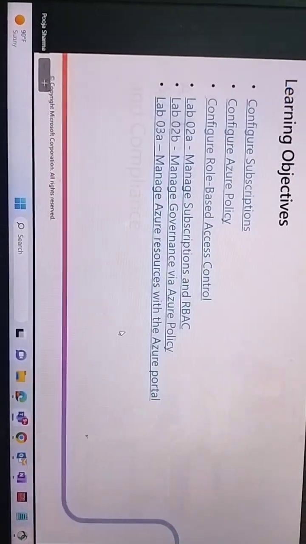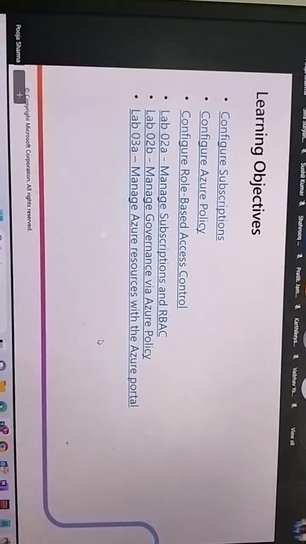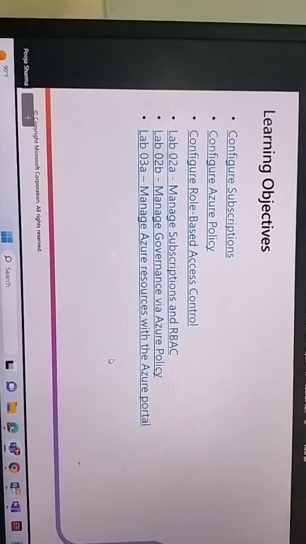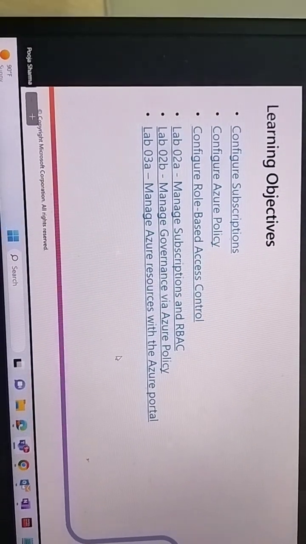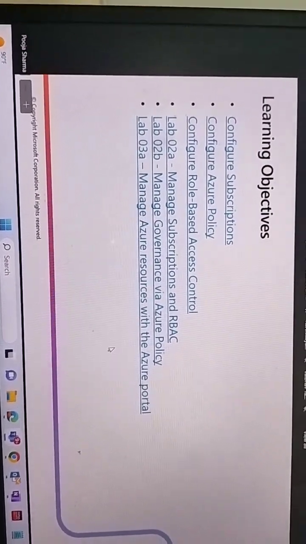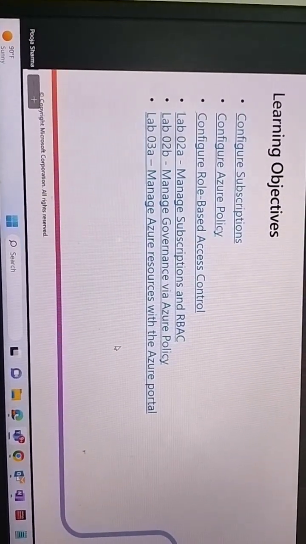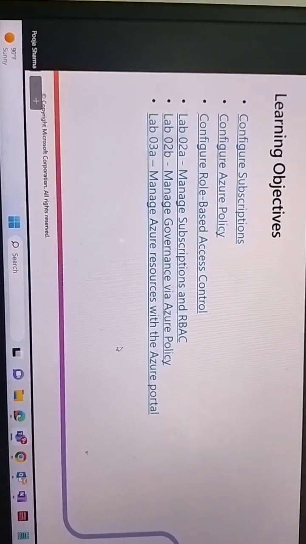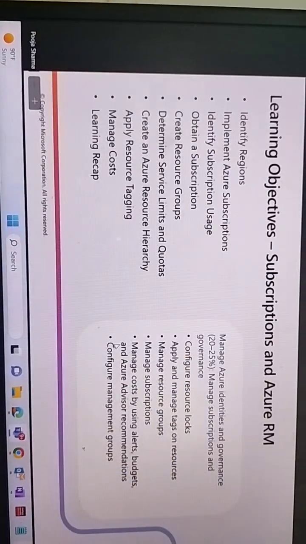Now we have to discuss how to configure the subscriptions, how to configure the Azure policies, and how to configure the RBAC, right? In the labs you have to learn how to manage the subscriptions and the RBAC, how to apply the Azure policies, and how to manage the resources by using the Azure portal. So all these things we are going to discuss now one by one.